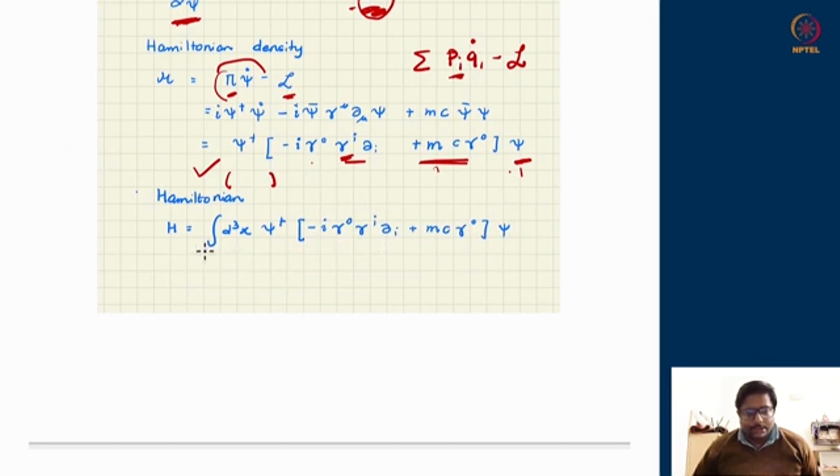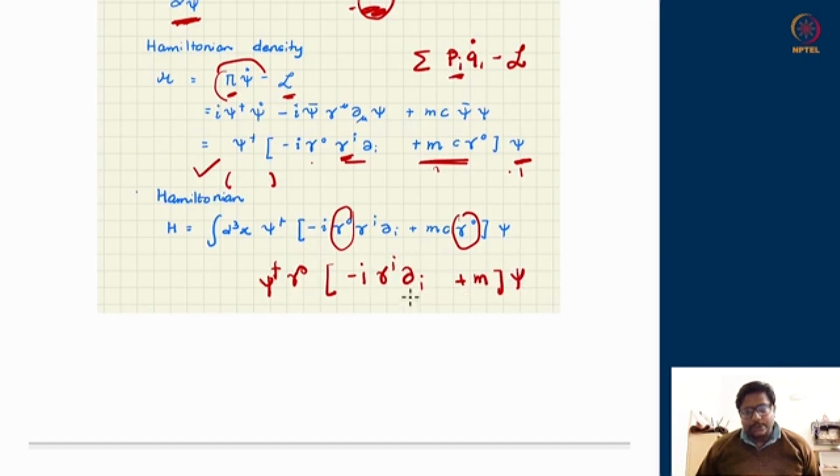So you see, the Hamiltonian is made up from, there is a gamma naught in the first term and the second term both. So I can pull that out. So I would have a psi dagger gamma naught, and I should have a minus i gamma i del i, and then m times psi. c is equal to 1 units I'm using. So this operator's action on psi should be known in order to get the Hamiltonian. So that is what I'm going to do.